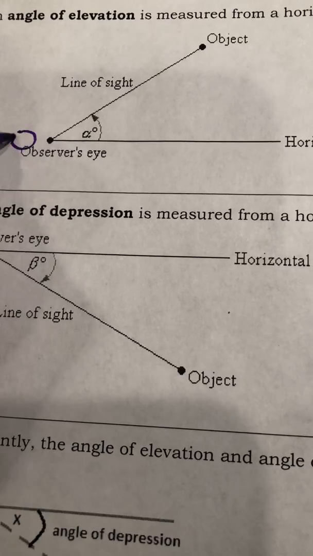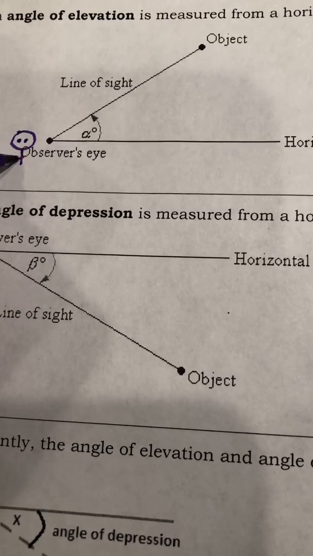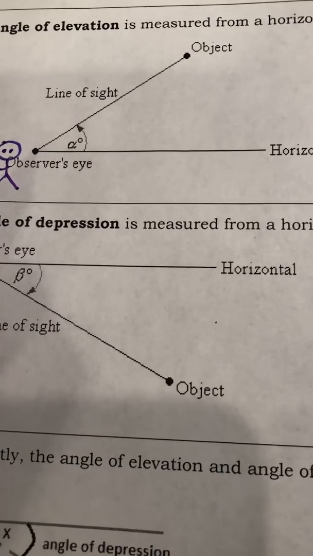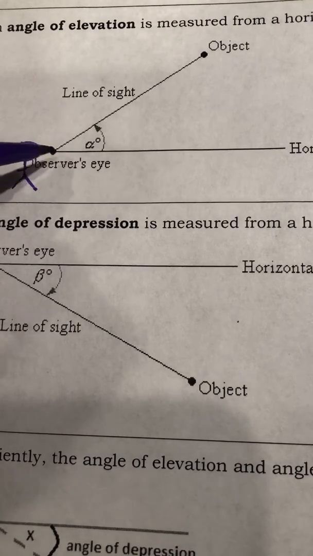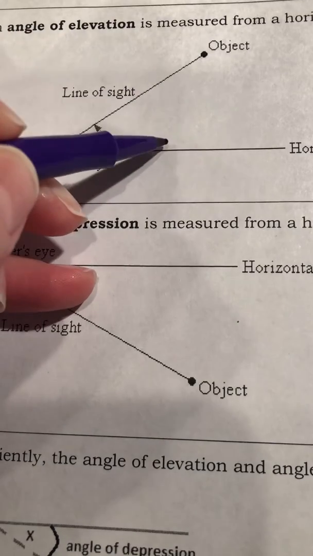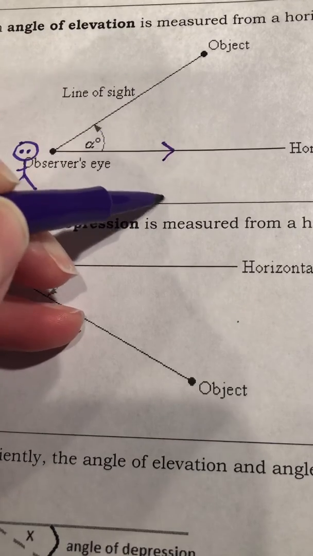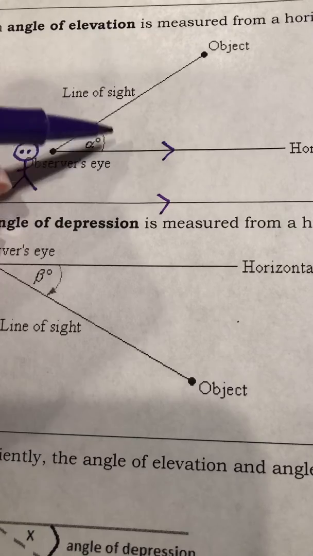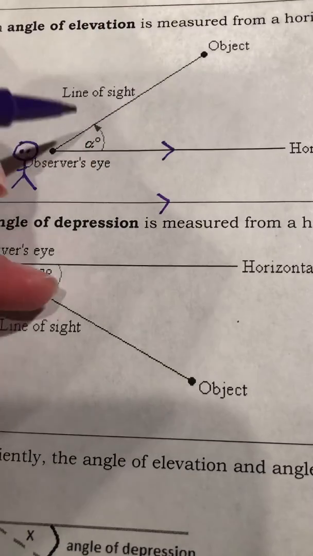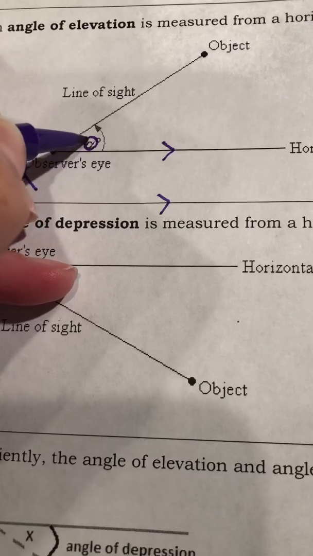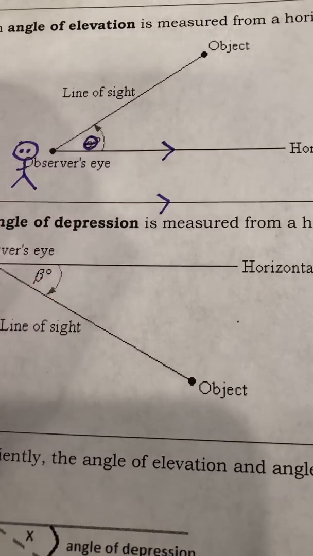Let's say that somebody's standing here. Can't draw, so that's my best work here. And the observer has a horizontal line of sight, and this horizontal line of sight is parallel to the ground. And the person is looking up. Maybe they're looking up at a bird or a cloud or a plane in the sky. This angle here would be considered the angle of elevation.